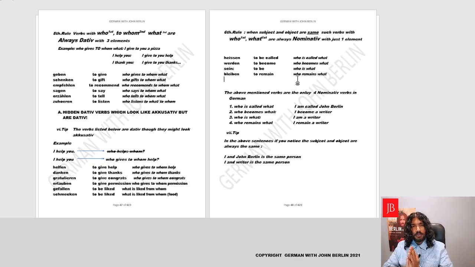Whenever in the future you are dealing with a new verb, you just need to ask one question, and that question will be, what does the verb require?